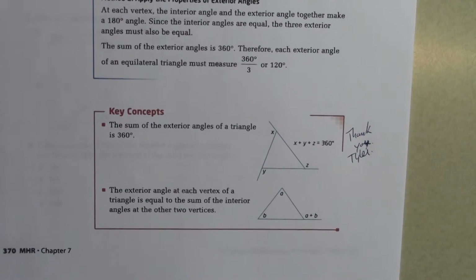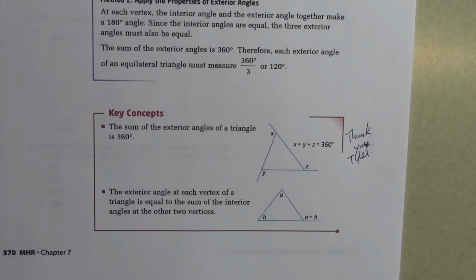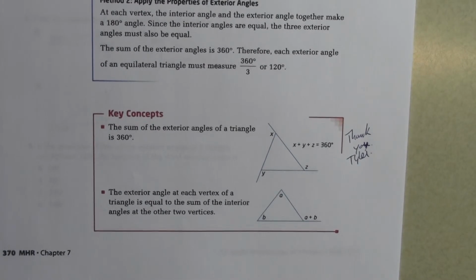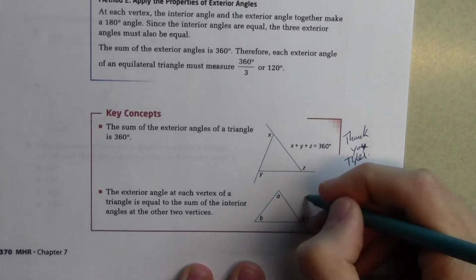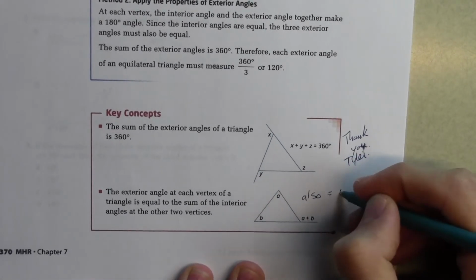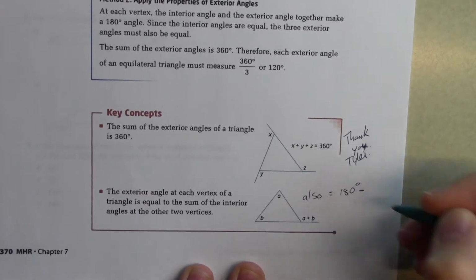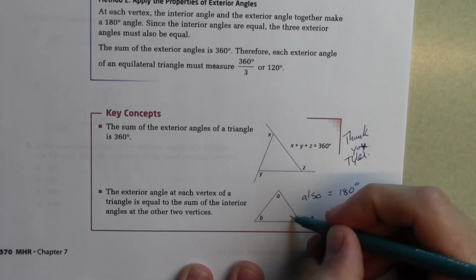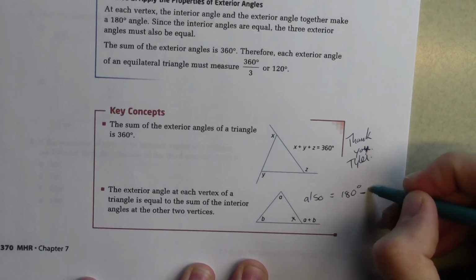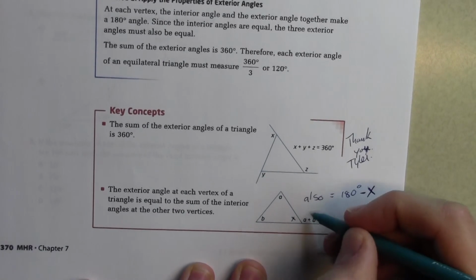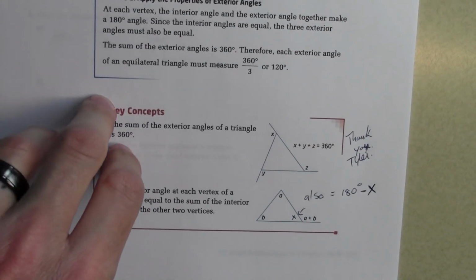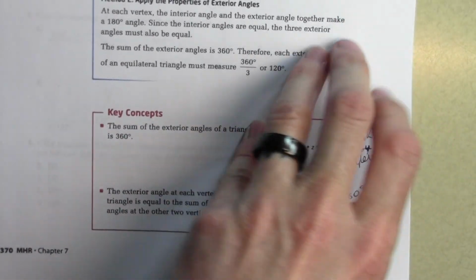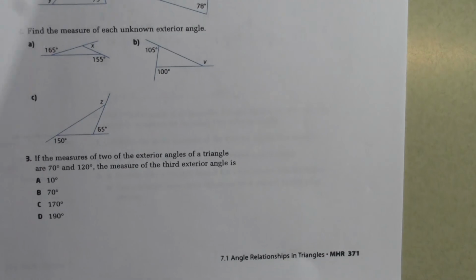The exterior angle at each vertex of a triangle is equal to the sum of the interior angles at the two other vertices. Okay? It's also equal to 180 minus its interior angle, right? Okay, any questions? All right, that's it.